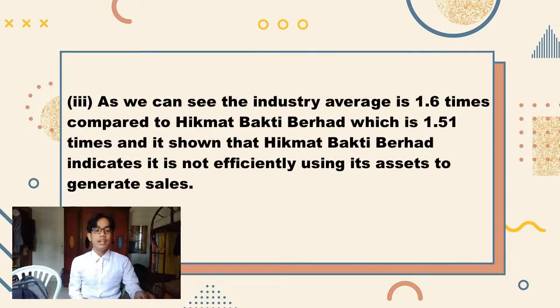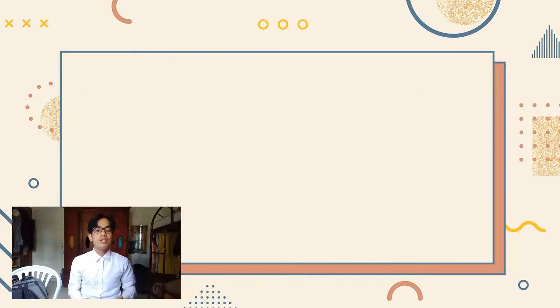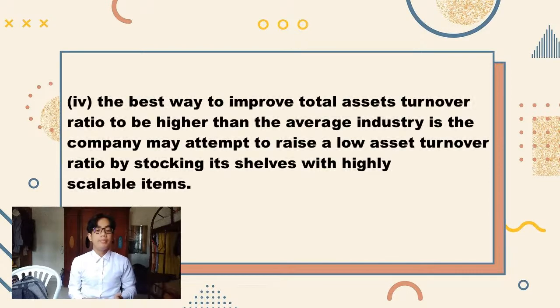So as we can see, the industry average is 1.6 times compared to Hikmah Bati Berhad, which is 1.51 times, and it shows that Hikmah Bati Berhad is not efficiently using its assets to generate sales. So in my opinion, the best way to improve the total asset turnover ratio to be higher than the industry average is that the company may attempt to raise a low assets turnover ratio by stocking its shelves with highly scalable items.